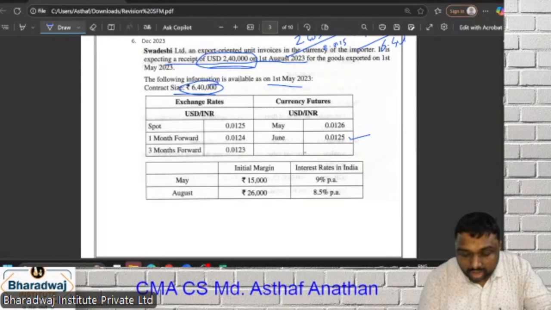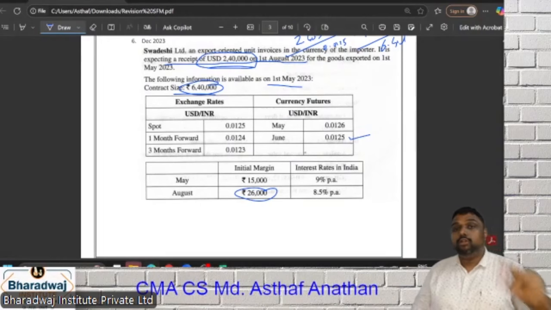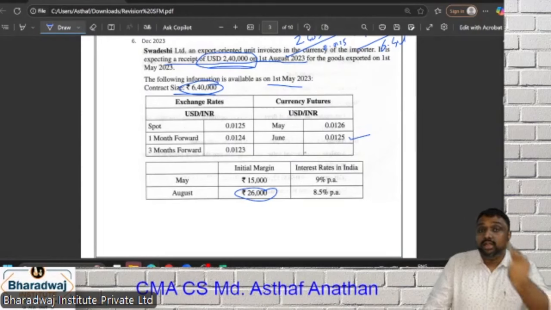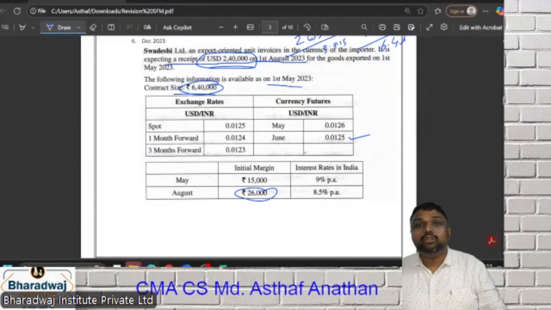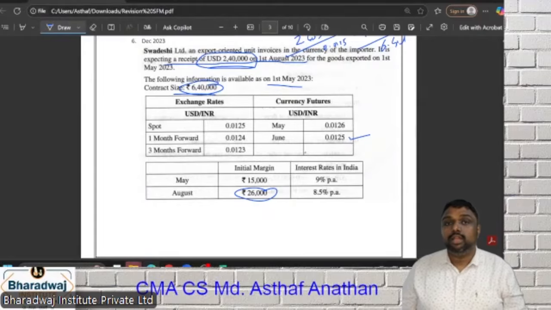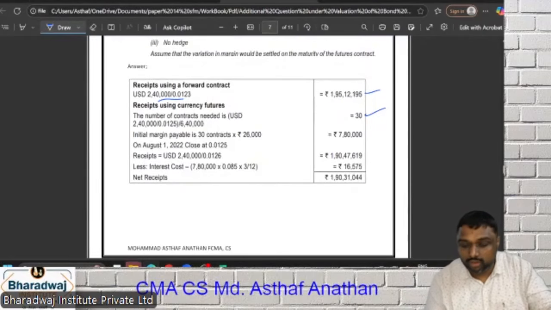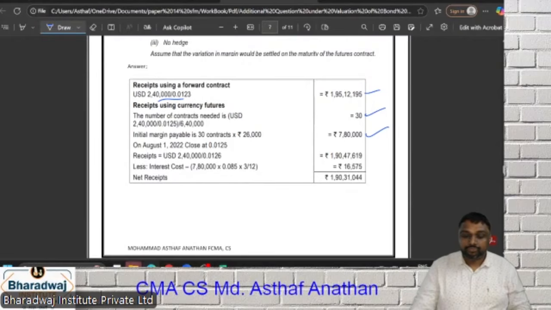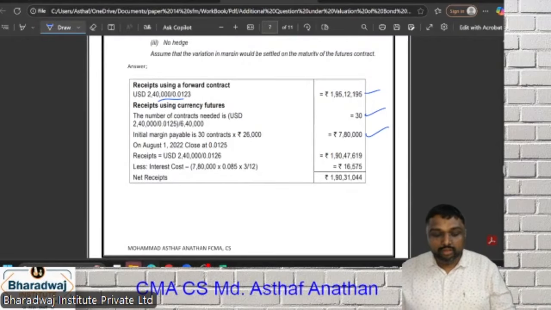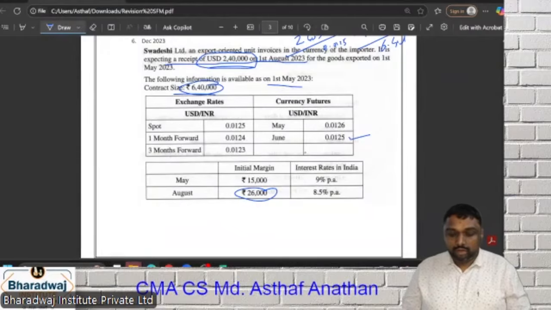Your contract is expiring for August. So you have to take for August, this margin money for every contract. So you have 30 contracts. So you have to take 30 into 26,000. So 30 into 26,000, you will get what? 7,80,000. Then receipt, which you already have that amount for right now.